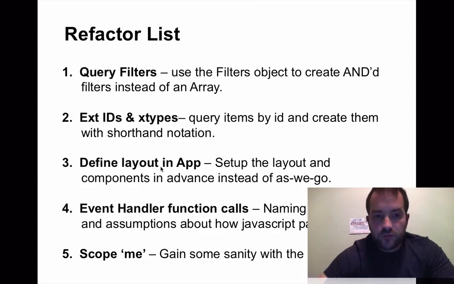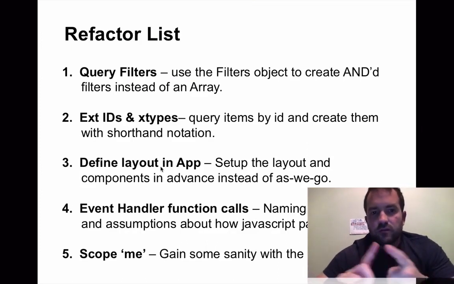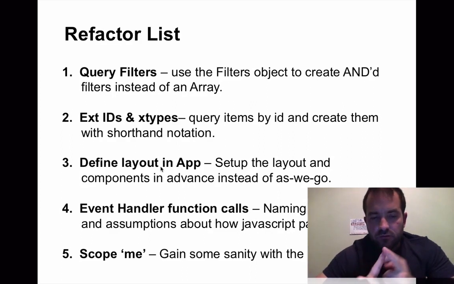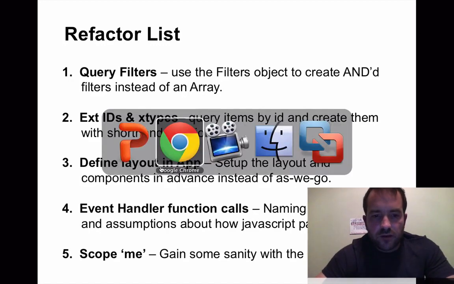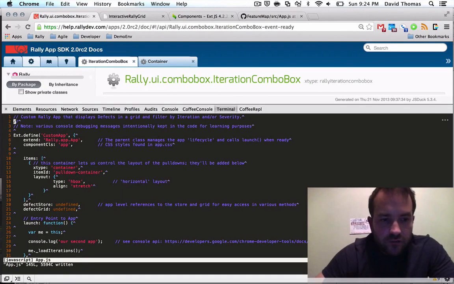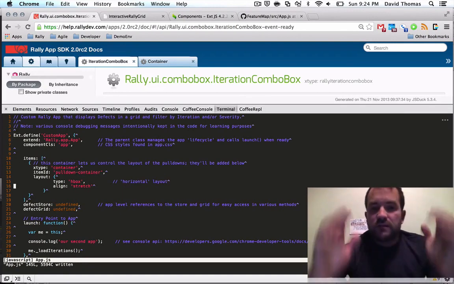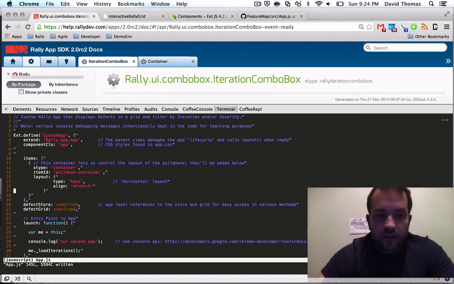Okay, so for a quick review, I'm going to take 1 minute and walk through the code. In this session, we refactored the query filters. We learned about ext IDs and item IDs, talked about the items array and defining components in the layout. Up above in the app, we talked about some nice conventions for event handlers and also the convention of using the me variable. In our code, if we look at it from the top, if I were to build an app today, this is what it might look like.